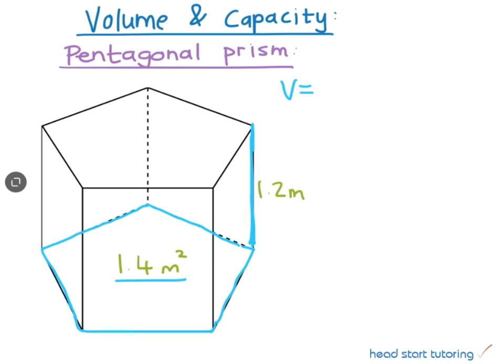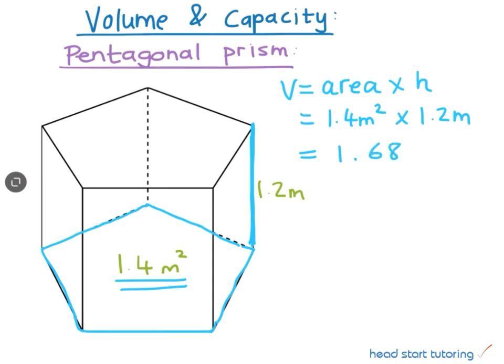Right, so the volume here is equal to the area of our cross section, which we know is equal to 1.4 meters squared, and we multiply that by the height of our prism, which is 1.2. So we end up with 1.4 meters squared multiplied by 1.2 meters, and that gives us an answer of 1.68 meters cubed. So the volume of this pentagonal prism is equal to 1.68 meters cubed.